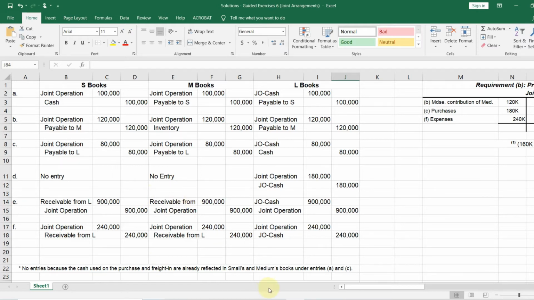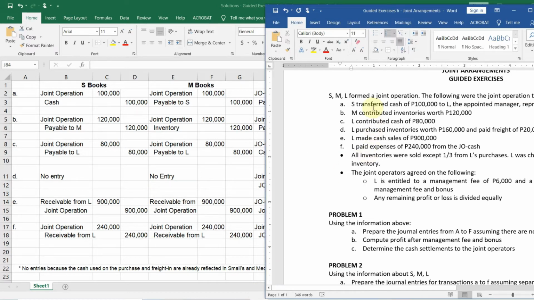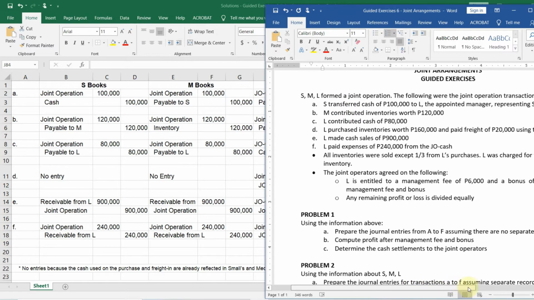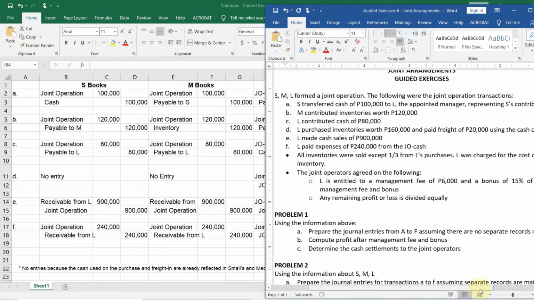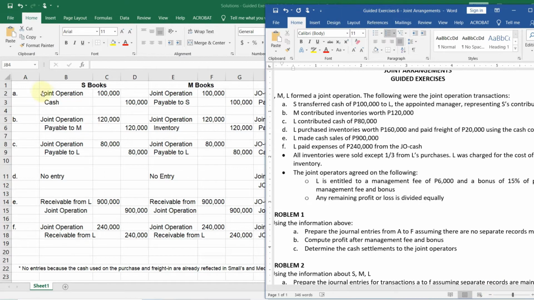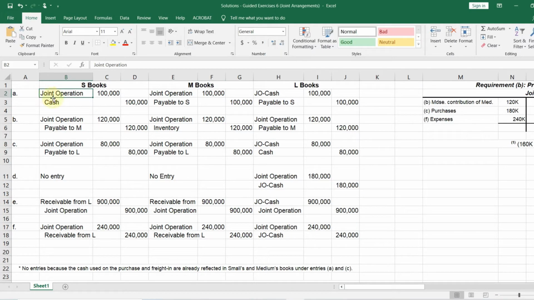Okay, so let's start. S transferred cash of 100,000 to L, the appointed manager, representing S's contribution. So, na-contribute daw si S ng cash. Sa book ni S, debit joint operation, credit cash for 100,000, siya kasi yung nagbigay. Sa book ni M, assuming na no separate records, pag no separate records, merong personal accounts yung mga joint operators sa kanilang books. So, joint operation debit for M, and then credit payable to S, kasi nag-contribute is S.